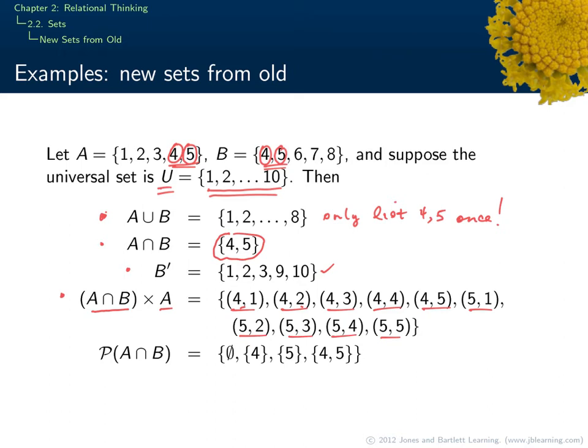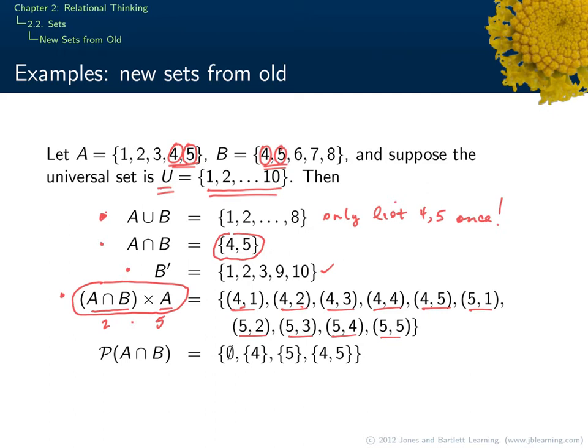Okay, and sure enough, if you want to check to make sure that you've gotten everything, the expected size of this Cartesian product should be the size of A intersect B, which is 2, times the size of A, which is 5. And so the size of the Cartesian product should be 10. And indeed, if you count all of the ordered pairs, you should find 10 ordered pairs there.